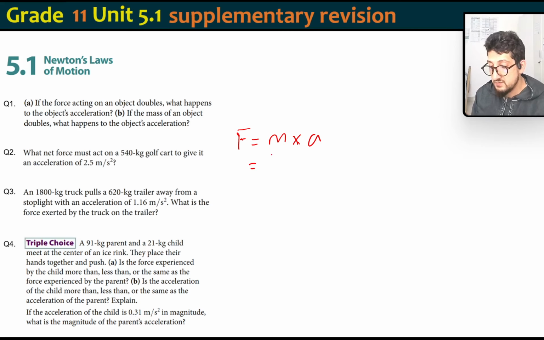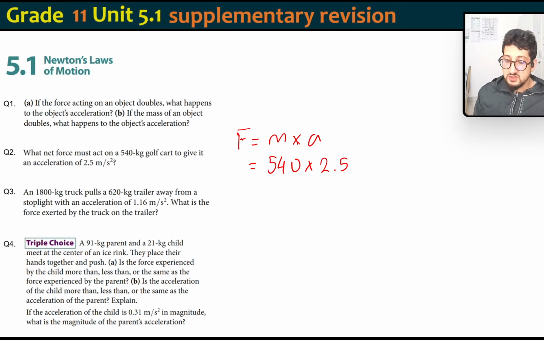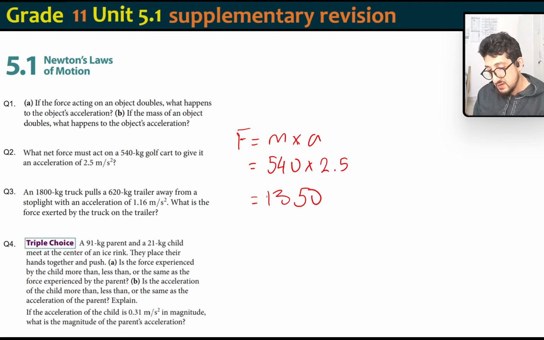So we have the mass, and we have the acceleration. What's going to be the force? The force is going to be mass times acceleration: 540 multiplied by 2.5, which is 1,350. Okay, and what's the unit? Newtons.